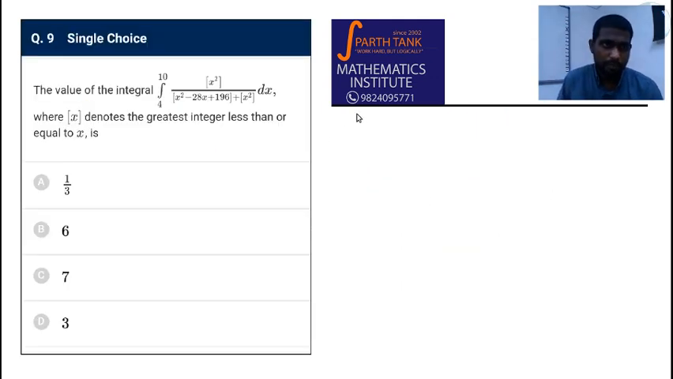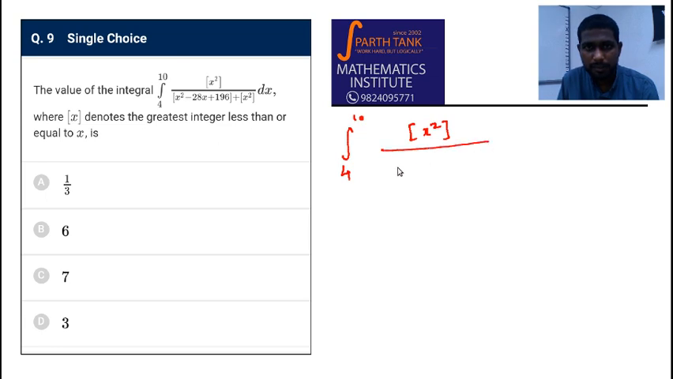Question number 9. The value of the integral from 4 to 10 of [x squared] by [x squared minus 28x plus 196 plus x squared] dx is how much? Now this is simple if you identify quickly that the term in the bracket is (14 minus x) the whole squared, plus x squared.